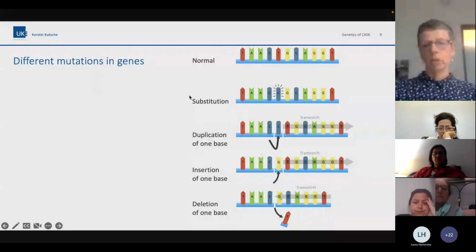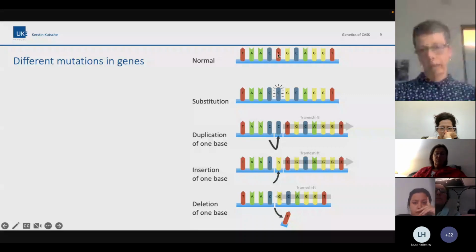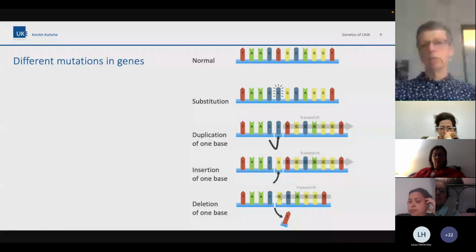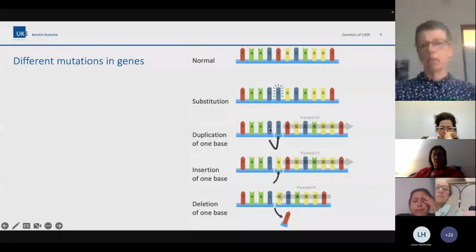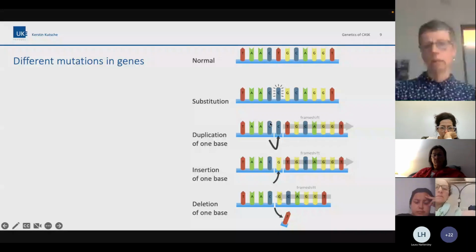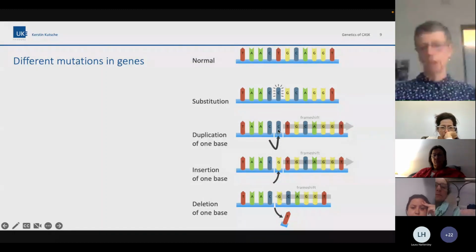So in this part, which is called substitution, in this kind of mutation, there is a single base change. As you see in the normal sequence, the T is exchanged by a C. So this is a base change from T to C. Next is a duplication of a single base, which you can see here, which means that this cytosine, the C, is just doubled in the DNA. So this is another cytosine in the gene, and this can also cause disease.